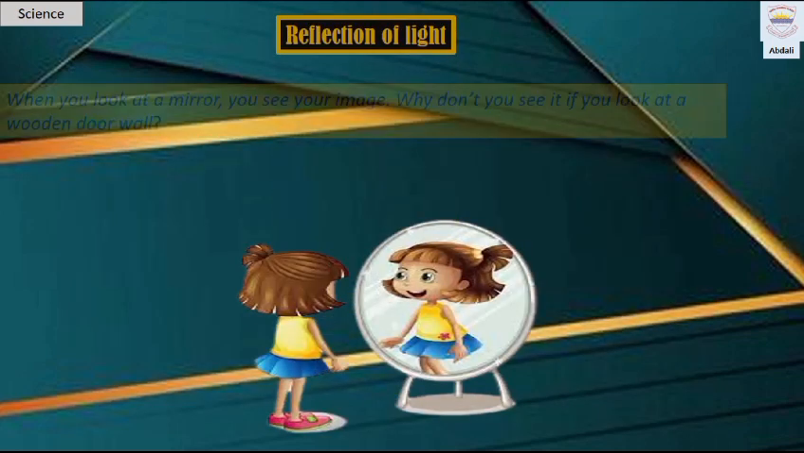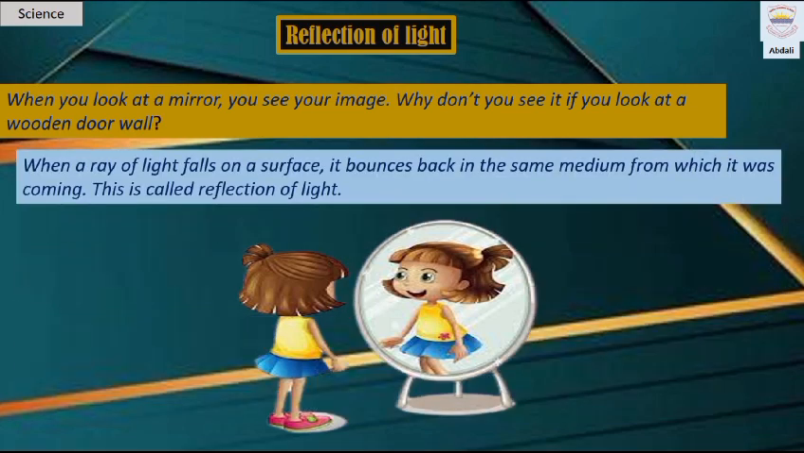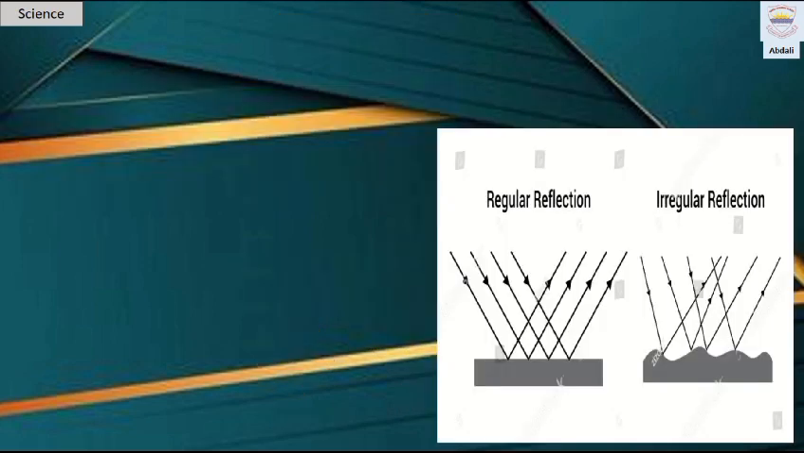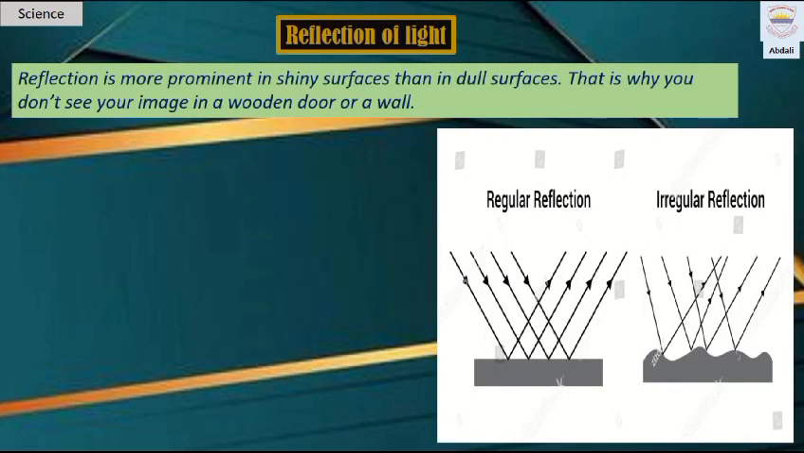When you look at a mirror, you see your image. Why don't you see it if you look at a wooden door or a wall? When a ray of light falls on a surface, it bounces back in the same medium from which it was coming. This is called reflection of light. Reflection is more prominent in shiny surfaces than in dull surfaces. That is why you don't see your image in a wooden door or a wall.